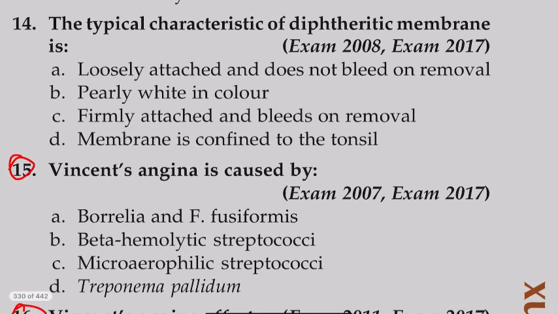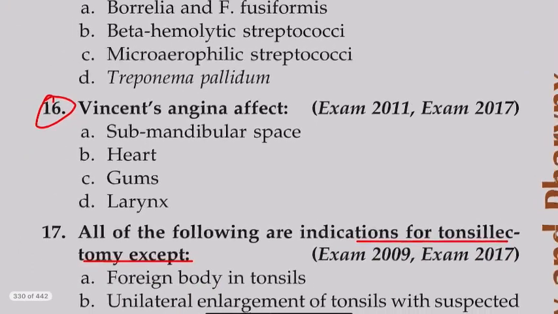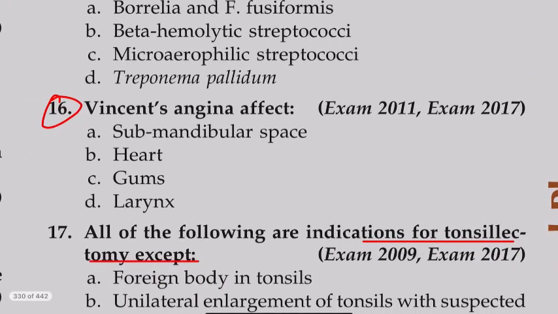Vincent angina is caused by Borrelia and Fusiformis. What does it affect? It affects the gum. Vincent angina is acute necrotizing ulcerative gingivitis spreading over the tonsil. It is gingivitis, so gum.